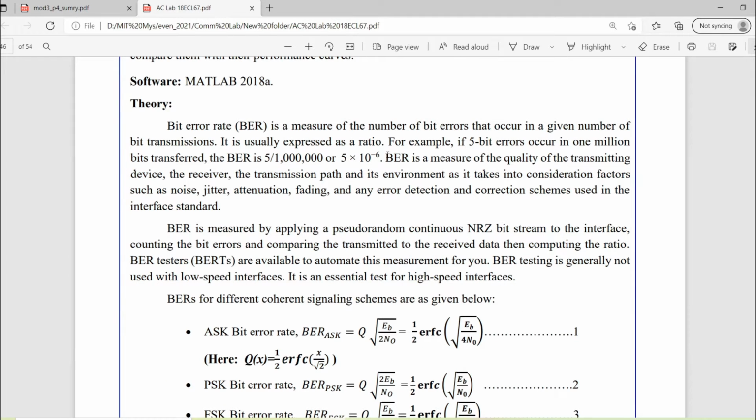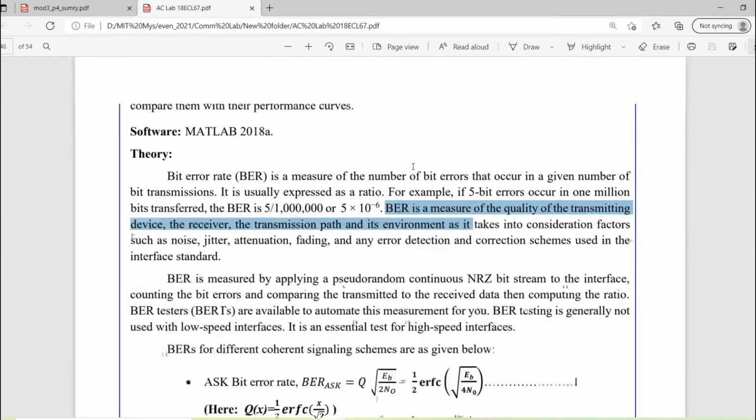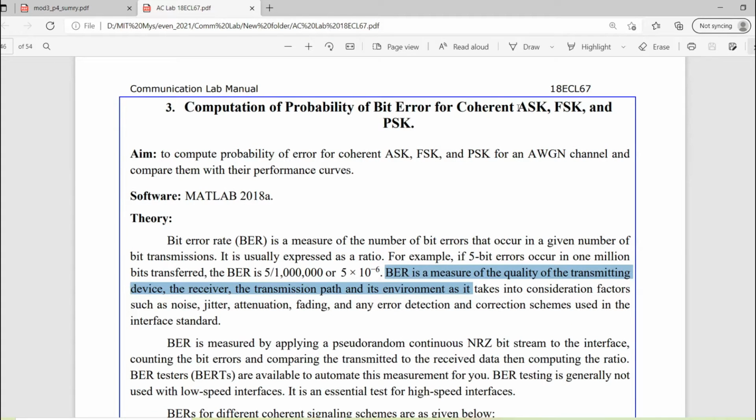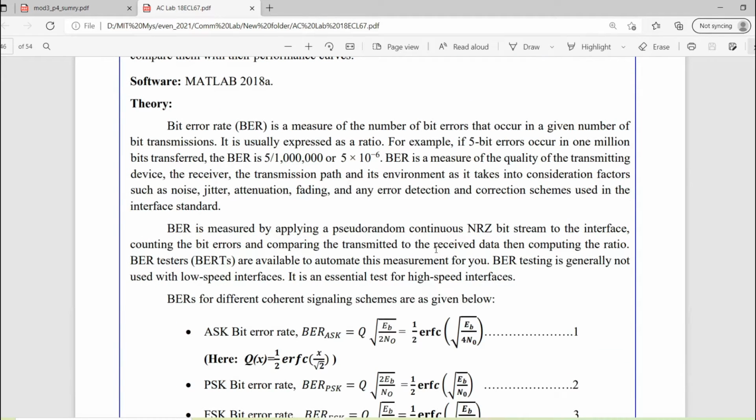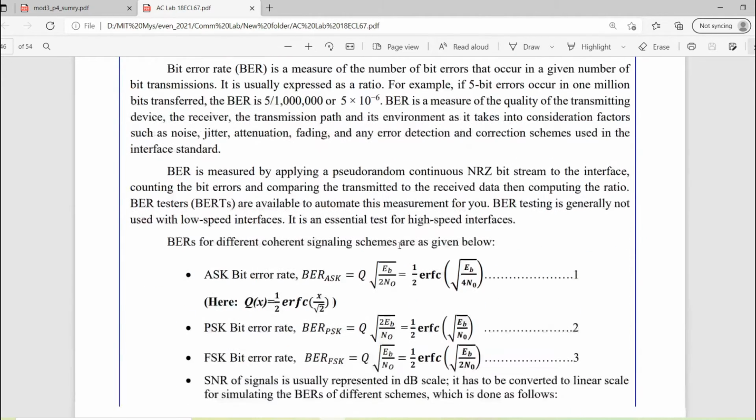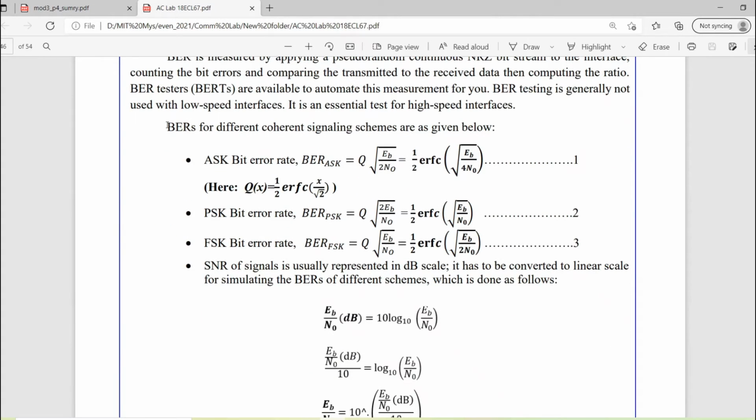Now the next question arises: what is the requirement of measuring this bit error rate? It is the measure of quality of the transmitting device, the receiver and the transmission path and its environment. Based on this measurement, we are going to consider which modulation technique is best for our particular application, ASK, FSK or PSK or QPSK. Correct?